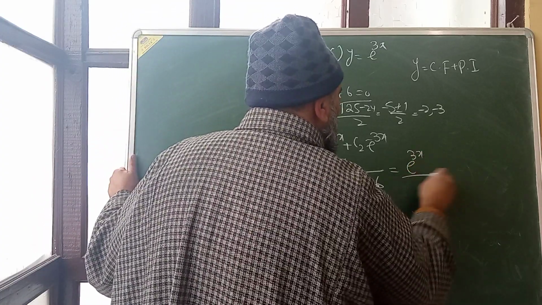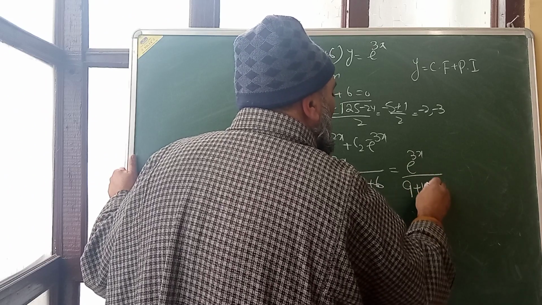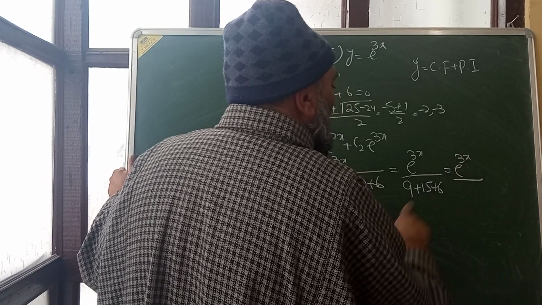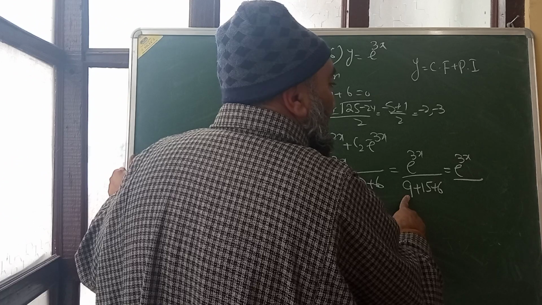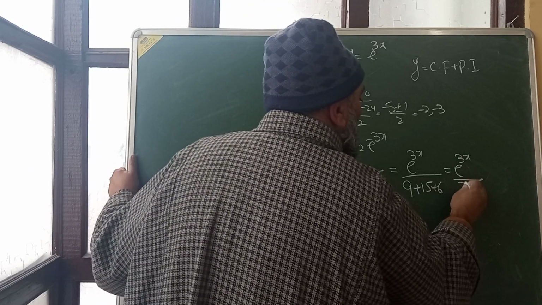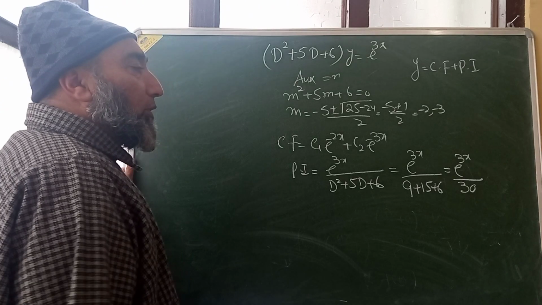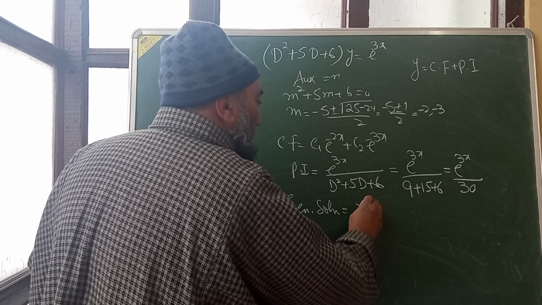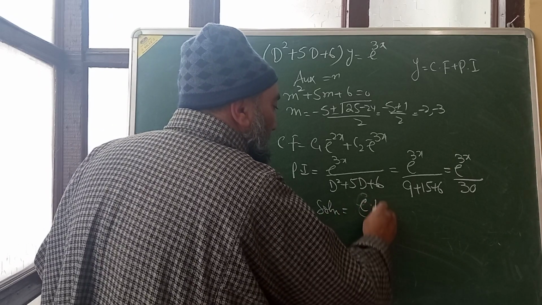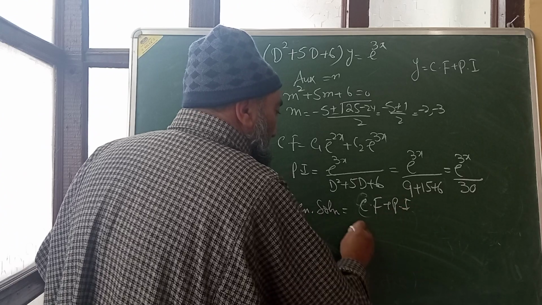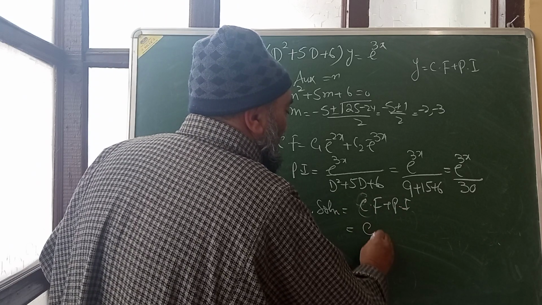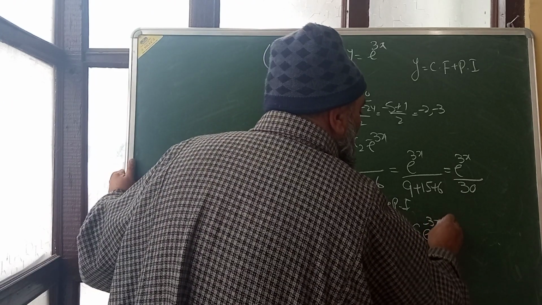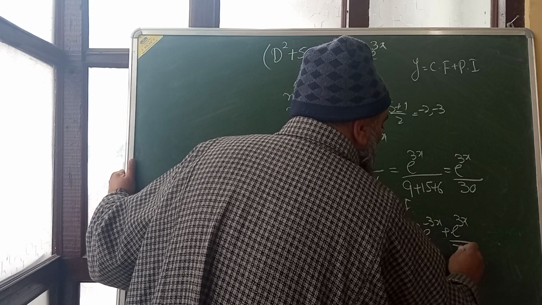It is e raised to the power 3x upon 3 square is 9, 5 into 3 is 15, plus 6. So it is e raised to the power 3x divided by 15 plus 9, 24, 24 plus 6, 30. Or 15 plus 15 is 30. Now the general solution is the complementary function plus the particular integral. It is c1 e raised to the power minus 2x plus c2 e raised to the power minus 3x plus e raised to the power 3x by 30. This is the solution.